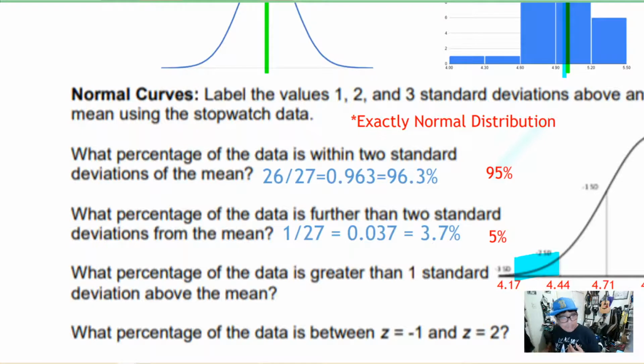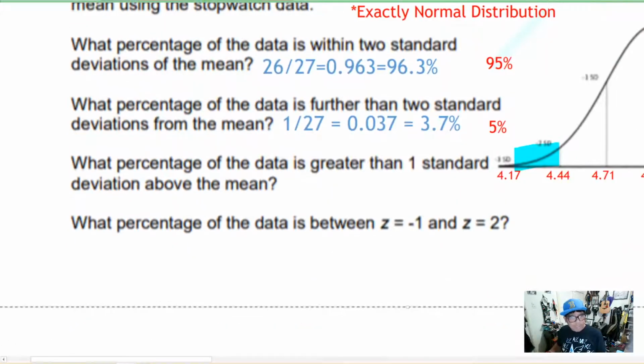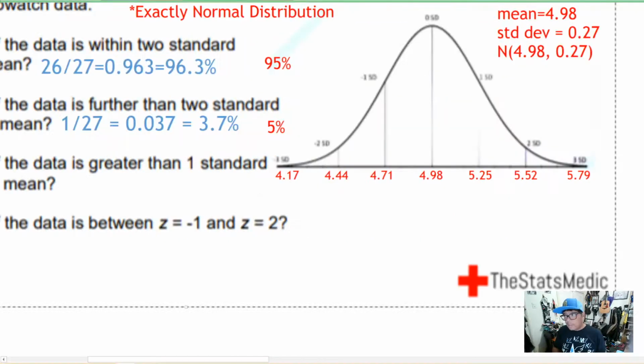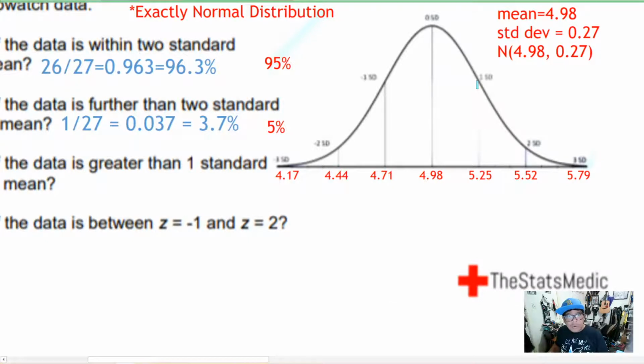Okay, let's take a look at the next one, which is what percentage of the data is greater than 1 standard deviation above the mean. Taking a look at the normal curve, I can highlight greater than 1 standard deviation above the mean, and that would be this region right over here. Anything that goes from 5.25 all the way to, well, whatever the highest number that we have.